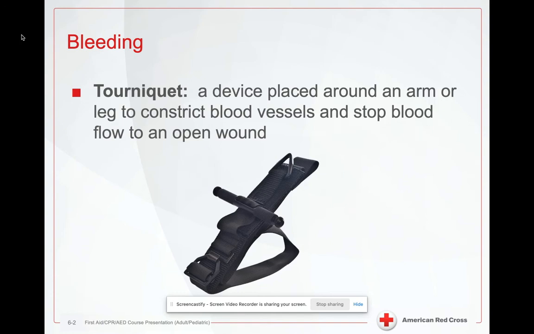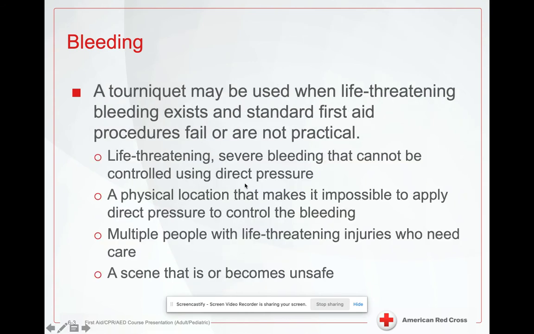So a little more advanced care for bleeding. We can, in some life-threatening scenarios, use a tourniquet. This is a device that's placed around an arm or leg to constrict blood vessels and stop blood flow to an open wound. We have an example here of a medical-grade tourniquet. The only time we would use a tourniquet is when life-threatening bleeding exists and standard first aid procedures fail or are not practical.